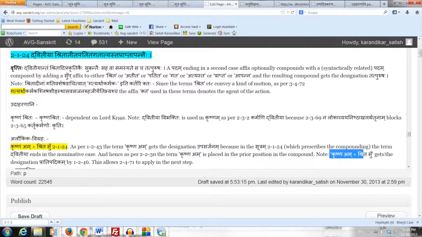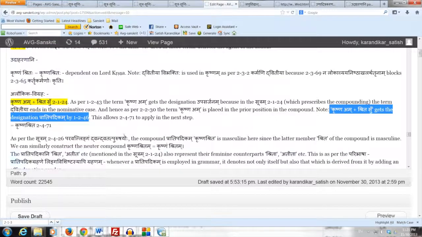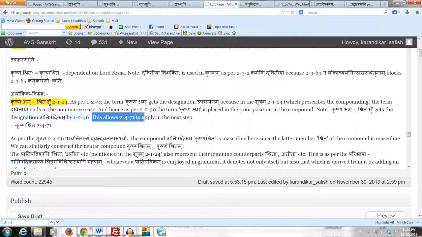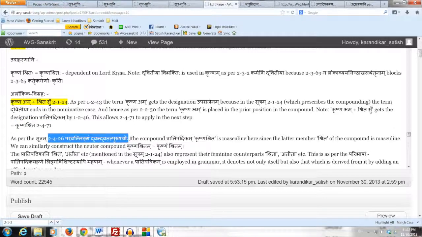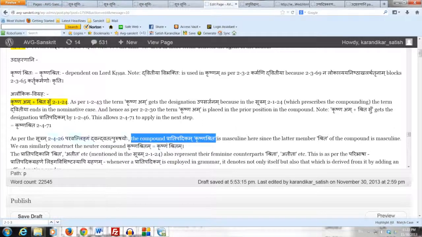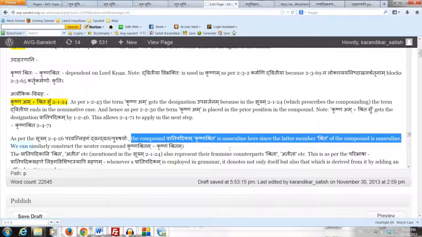Now, Krishnam plus shrita su gets the designation pratipadikam by 1.2.46, krit taddhita samasascha, because we have formed a compound. This allows 2.4.71 supo dhatu pratipadikayoho to apply in the next step. So we remove the sup affixes, am and su, which are inside the pratipadikam to get the compound pratipadikam Krishna shrita. Now, as per the sutram 2.4.26, paravalingam dvandvatatpurushayoho, the compound pratipadikam Krishna shrita is masculine here since the latter member shrita of the compound is masculine.